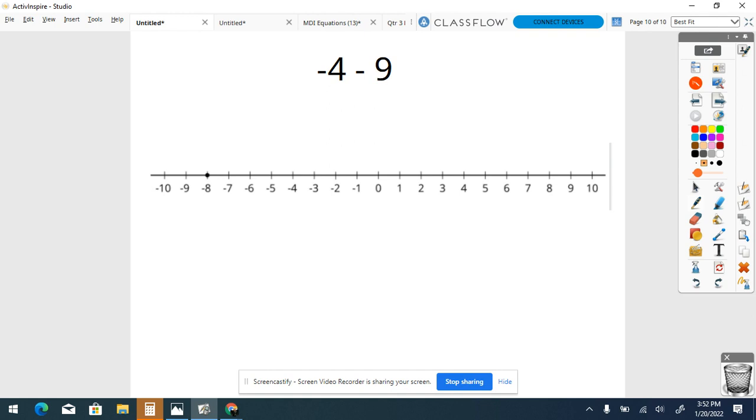All right, so I'm at negative 4 again. Now I'm taking away 9 positives. So remember, if I take away 9 positives, my life's going to get worse because it's going to go down. I'm taking the positives out. So I'm going to go left 9. 1, 2, 3, 4, 5, 6, 7, 8, 9. And this would end at negative 13.